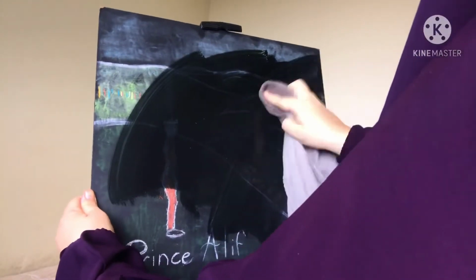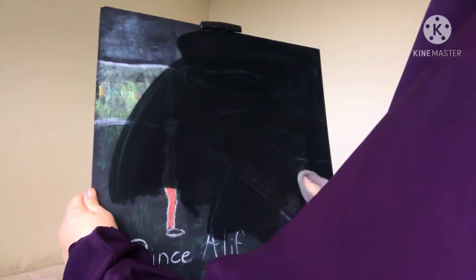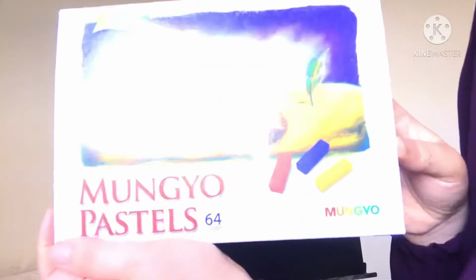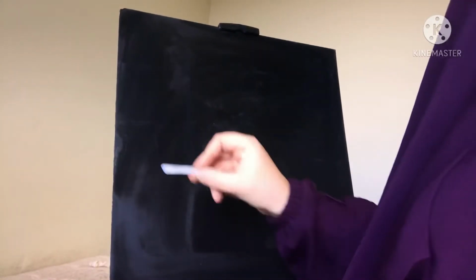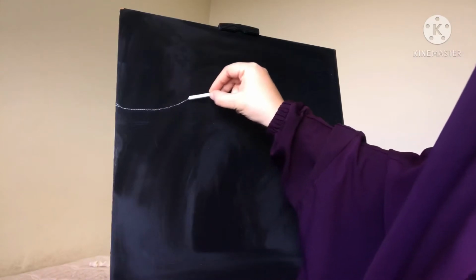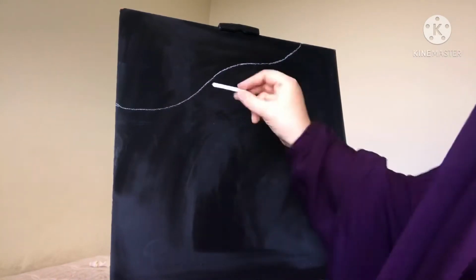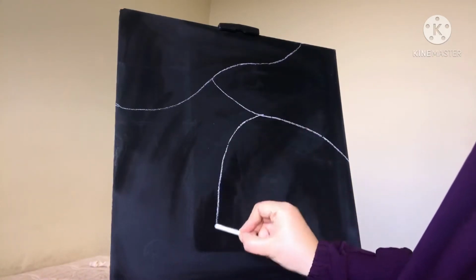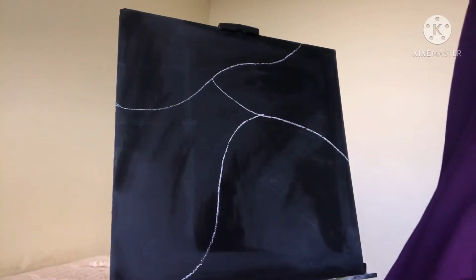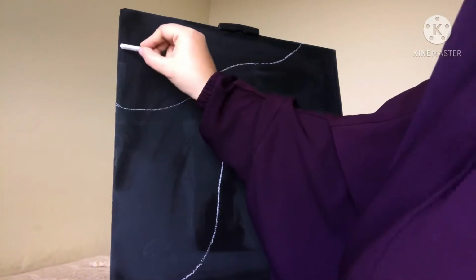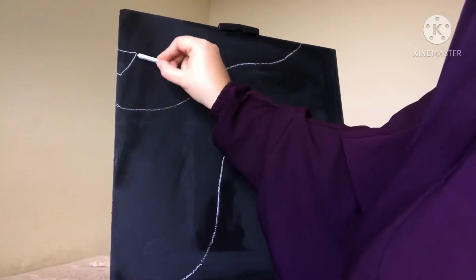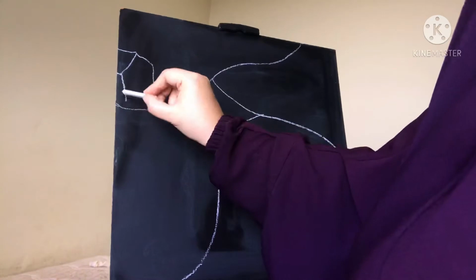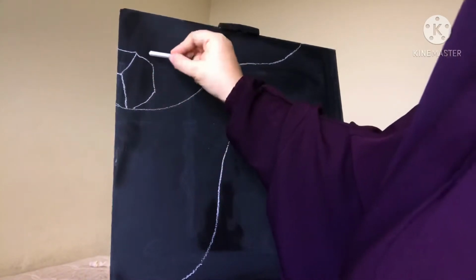I start off by rubbing off my Prince Aleph chalk drawing. I grab my Monyo pastels. This is the 64 pack. And I grab the long, thin, white pastel that they have in there. I begin by dividing the sections into 4. One being for the landscape of the story, where the story takes place, and the other 3 being the 3 letters that are Ba, Ta, and Tha.